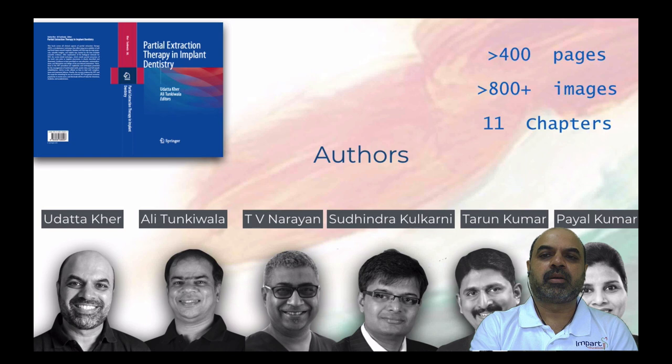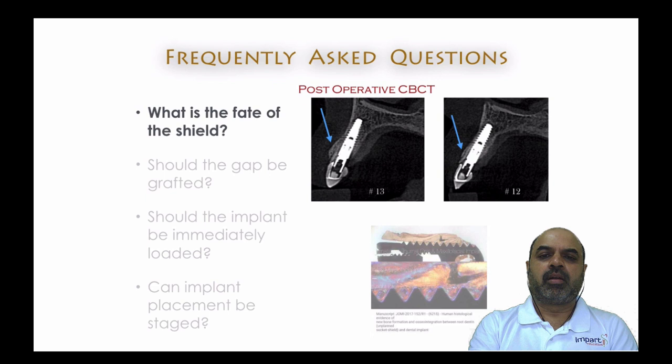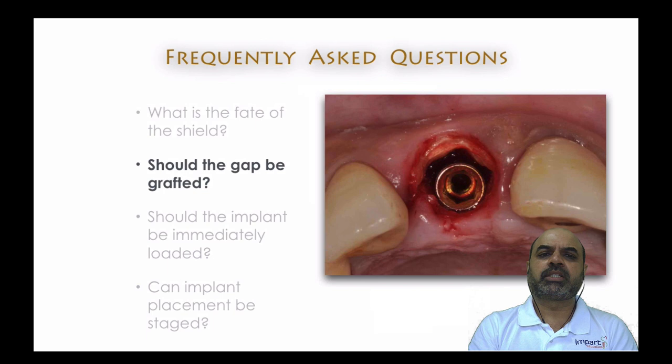Also in the book are some of these frequently asked questions. Something that we always get asked is, what is the fate of the shield? So really the fate of the shield is such that the shield remains attached to the labial bone. And as we've seen in some of the histological studies, we actually can expect to find bone between the shield and the implant surface. Another frequently asked question is, should the gap between the shield and the implant be grafted? The answer to that is not necessarily.